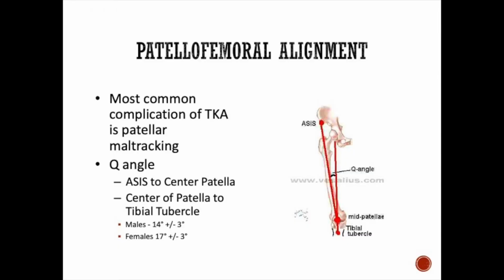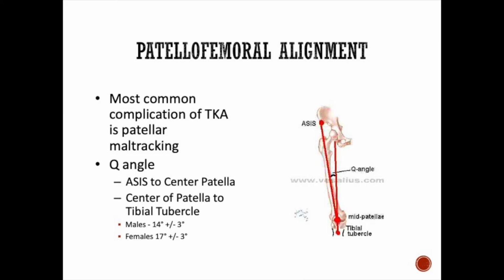So now the patellofemoral alignment. The biggest thing we talk about with this is the Q angle, which roughly corresponds to the axis of the quadriceps mechanism compared to the attachment site of the patellar tendon. So the most common complication after total knee arthroplasty is patellar maltracking. So you have to reestablish the Q angle of the individual that you're working with.